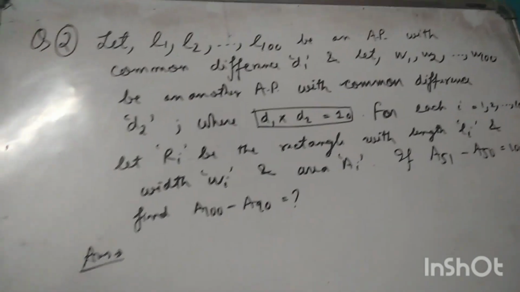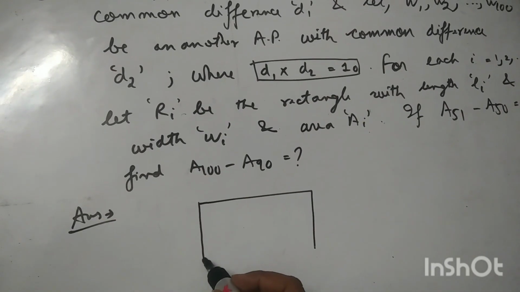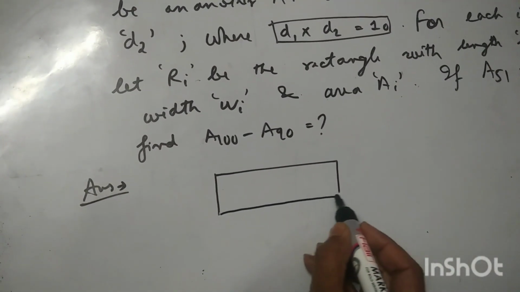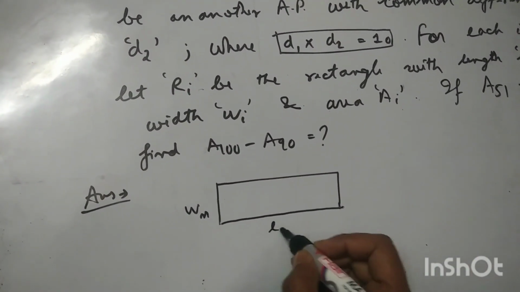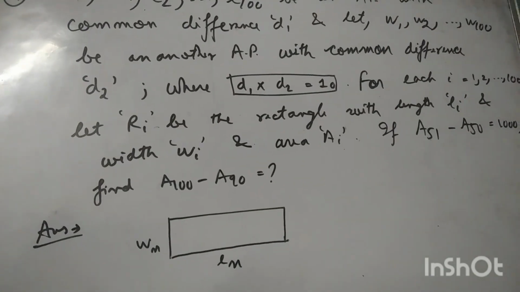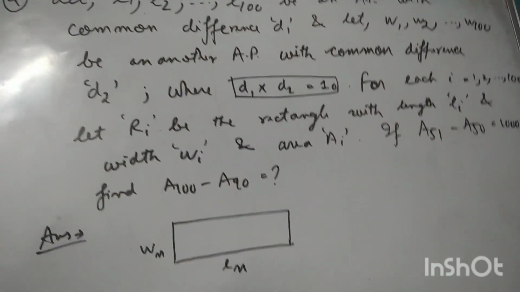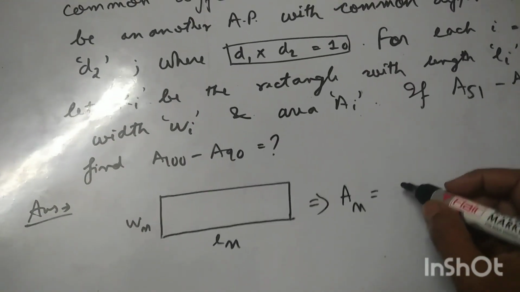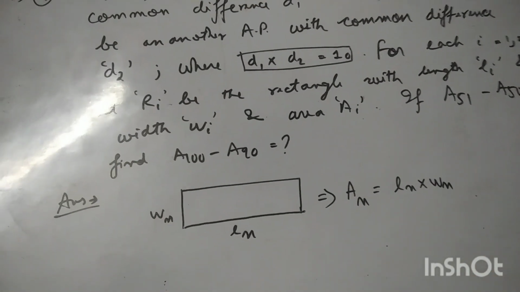So how do we approach? First of all, we will consider this rectangle. This is the rectangle. It has width Wn and length Ln. So I'm basically considering the nth rectangle in terms of the terms, right? So what is the area? An is nothing but Ln into Wn, right?